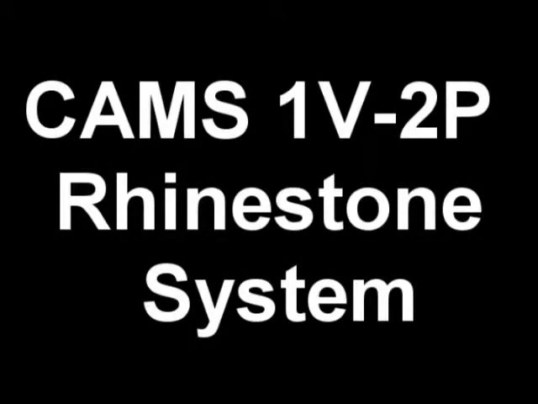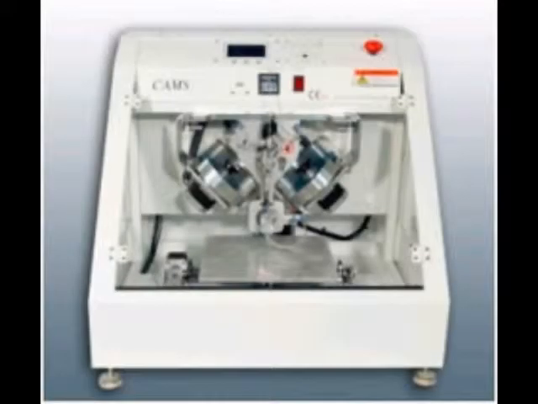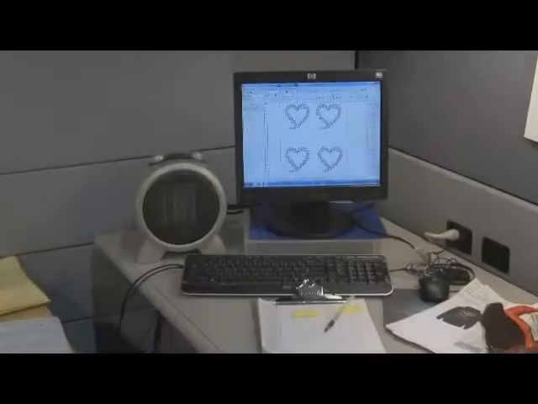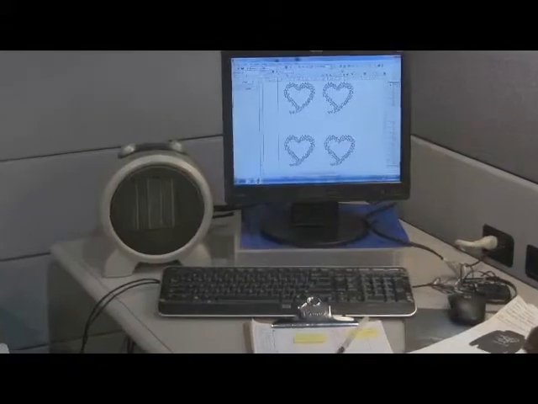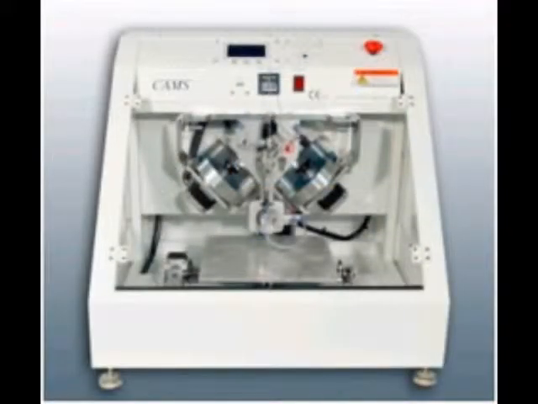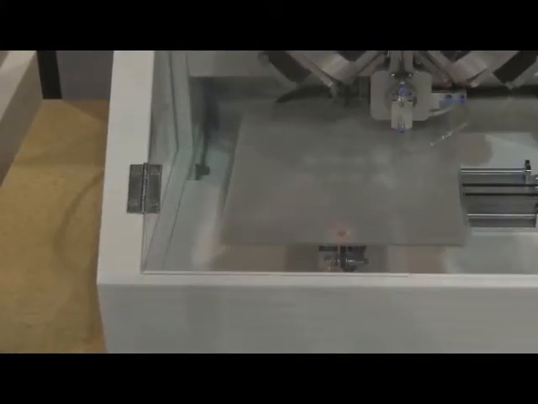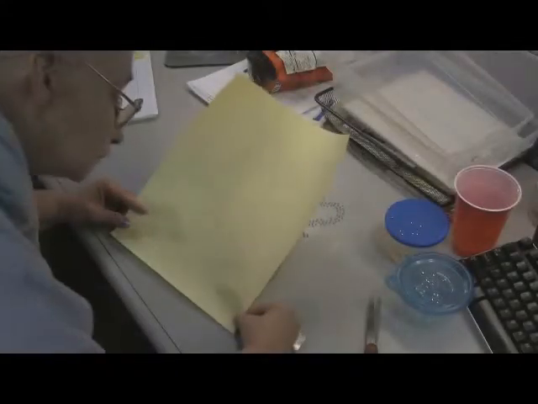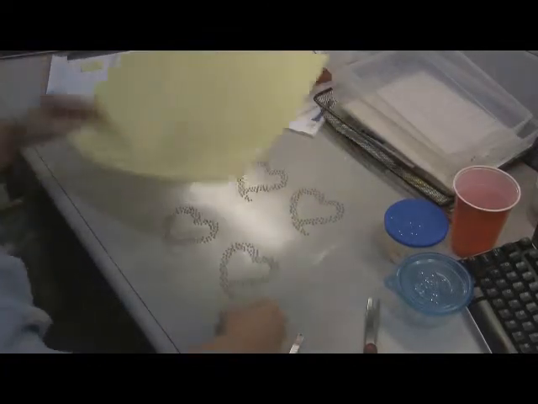CAM's Rhinestone System. Process Overview. The CAM's Rhinestone machine is used to convert customer designs into custom rhinestone designs. The operator pulls the customer design up on the computer. It's then sent to the CAM's Rhinestone machine, where rhinestones are set quickly, one by one, into the custom pattern. Custom rhinestone designs are then sealed between two pieces of film for later application. The garment and design then move to the film area for heat pressing onto the garment.